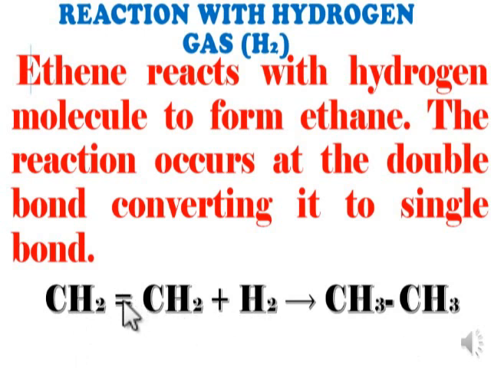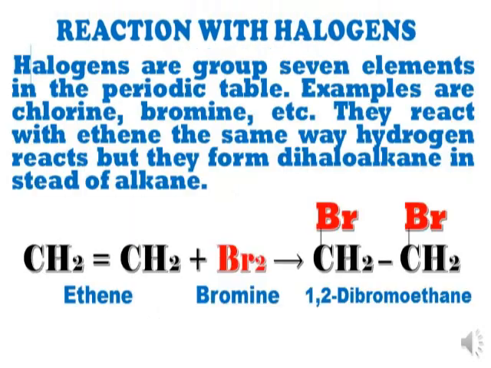Now, if you break this bond, I pick one hydrogen here, attach here, pick the other hydrogen, attach here, it becomes CH3, CH3, and the double bond is reduced to what? Single bond. So we call this ethene, and we call this ethane. So that is how ethene reacts with hydrogen.